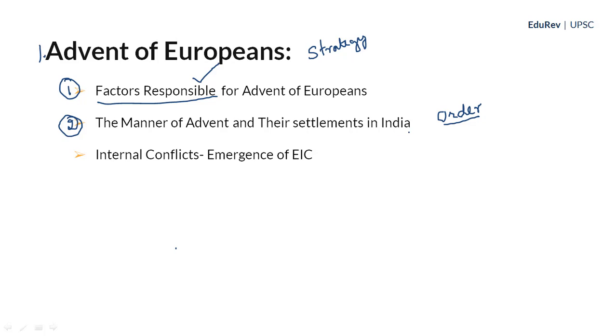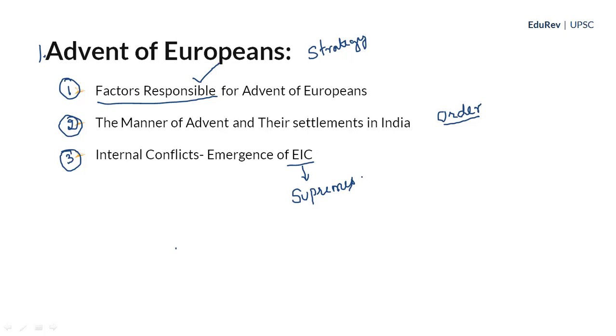settlements in India. In the third section, we are going to look at what are the internal fights or conflicts among them and how East India Company of British has emerged as supreme power among all the Europeans. So in these sections, we are going to learn this chapter.